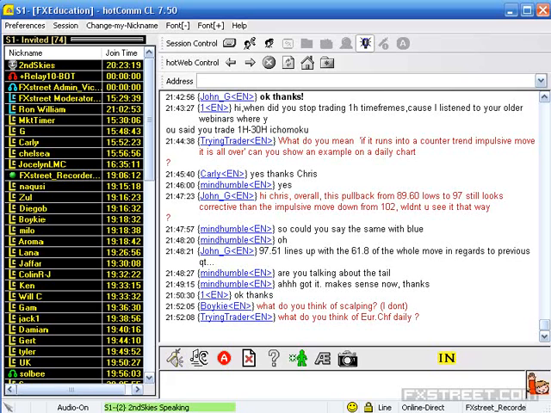Boyke says, what do you think of scalping? I'd have almost the same response. I don't find scalping to be an effective system because it's very, very hard to replicate scalping and make that effective.